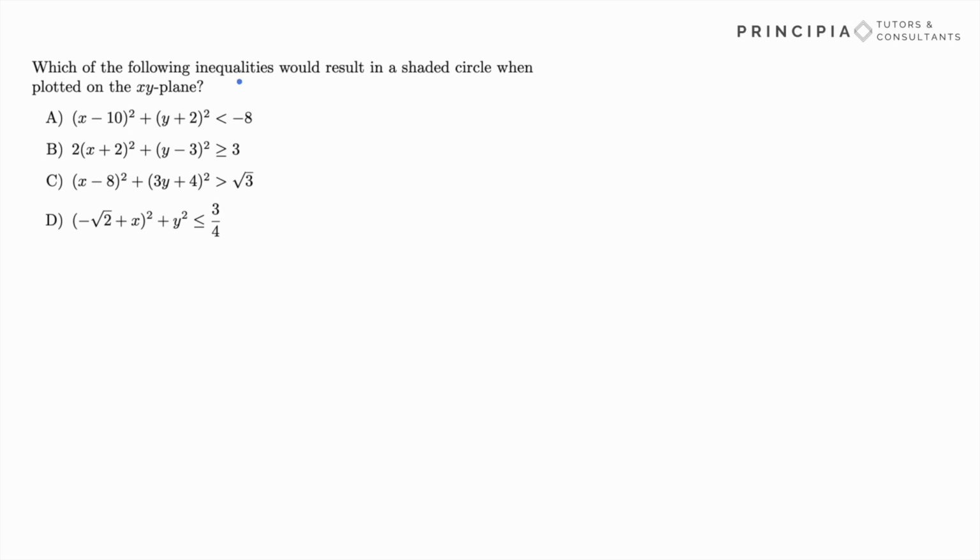Let's move on to the next question. We have, which of the following inequalities would result in a shaded circle when plotted on the xy plane? Let's write the general equation of a circle first. Okay, so from here, it is a little bit more complicated to figure out which one is the right answer.